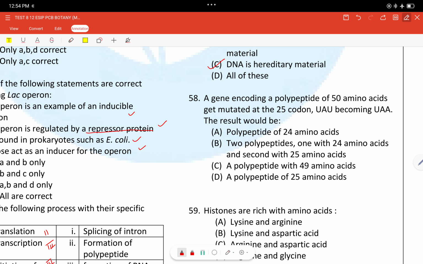A gene encoding a polypeptide of 50 amino acids gets mutated at the 25th codon, UAU becoming UAA, which is a stop codon. So at the 25th amino acid, a stop codon is added. So 24 amino acids are formed uninterrupted. There is no disturbance. But at the 25th codon, the process of translation gets interrupted, and since it is a stop codon, it will terminate the process. So a polypeptide of 24 amino acids is formed, and here the process of translation stops.